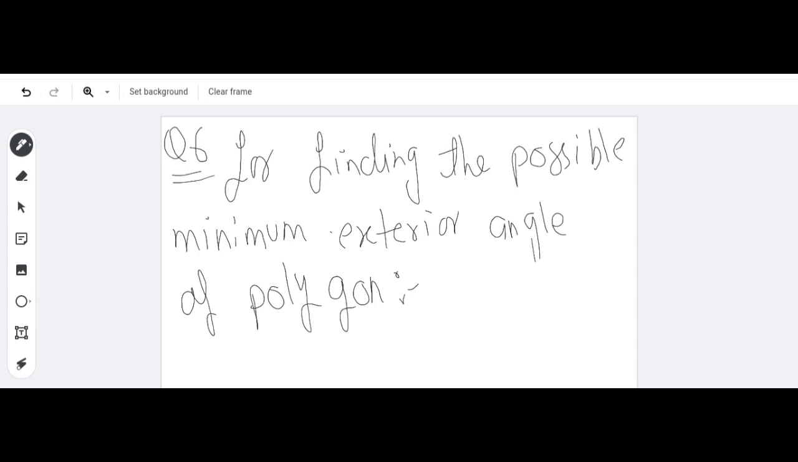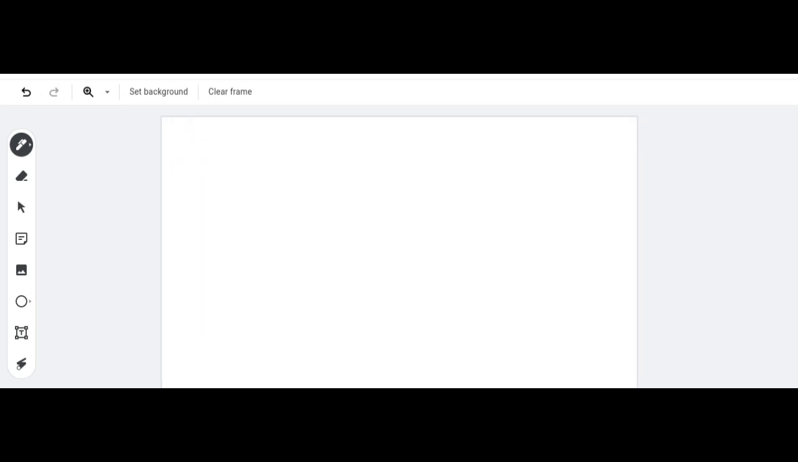So I will pick an equilateral triangle. An equilateral triangle has how many sides? 3 sides and 3 angles. The sum of the exterior angles will be 360. Then we just simply have to find the exterior angle. I'm just giving an example.